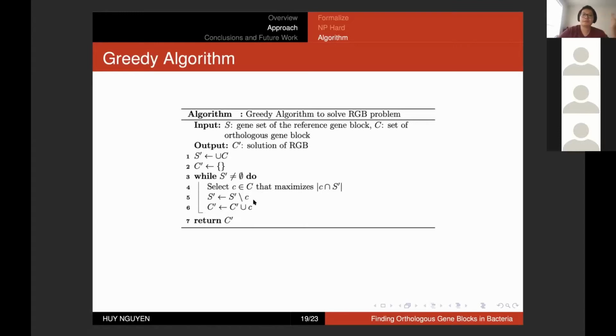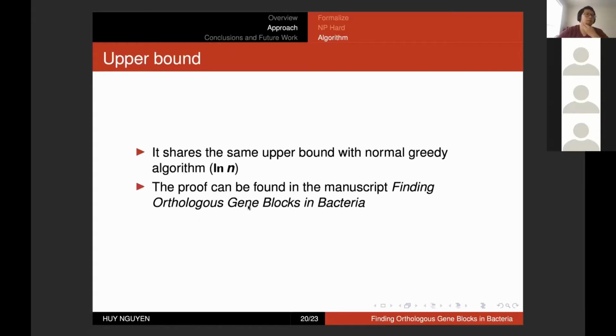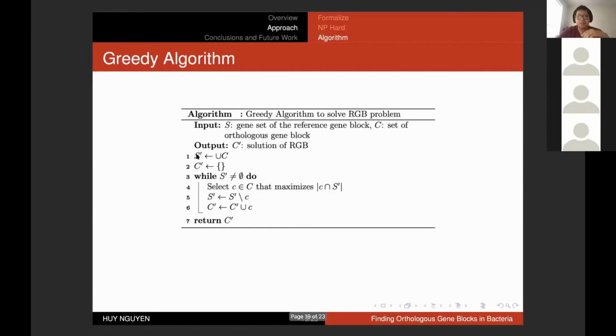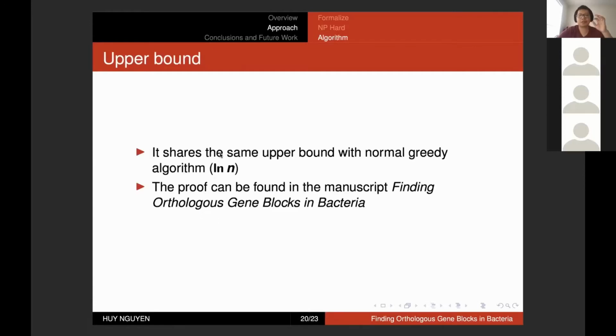Then we remove it from S prime, and we include this new element C into our C prime, then we return C prime. It actually shares the same upper bound as the normal greedy algorithm, log natural n, although we have this step right here. So the proof is actually not trivial. You can find more in the manuscript on finding orthologous gene blocks in bacteria, so I won't elaborate on it here.